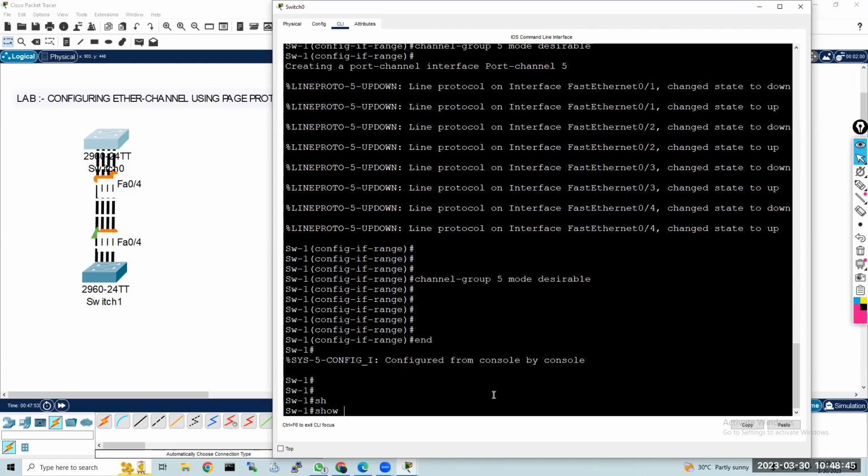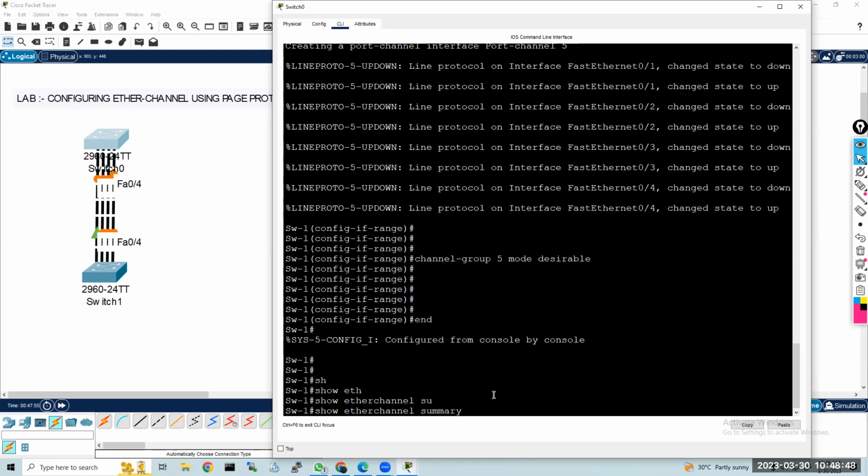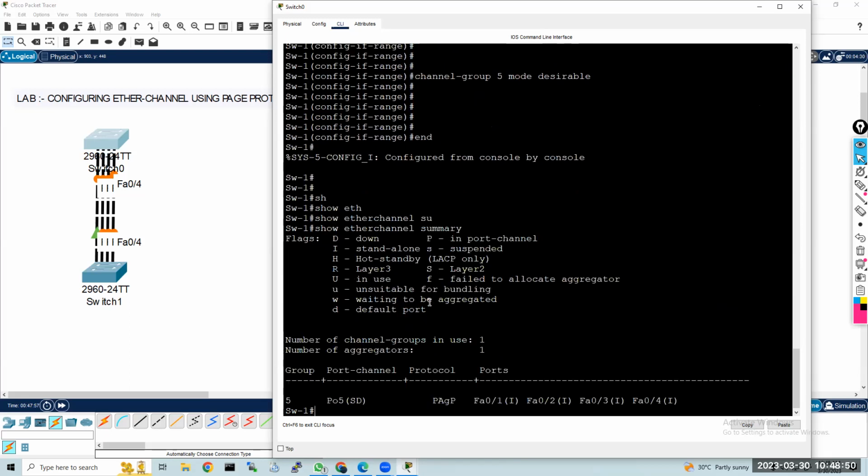Yeah. Then show etherchannel summary. This is the command to check. So we can see these are the parameters of what we have done. Channel group 5. Port channel SD. What do capital S and capital D indicate? D means down. S means layer 2. Later we can see, right?